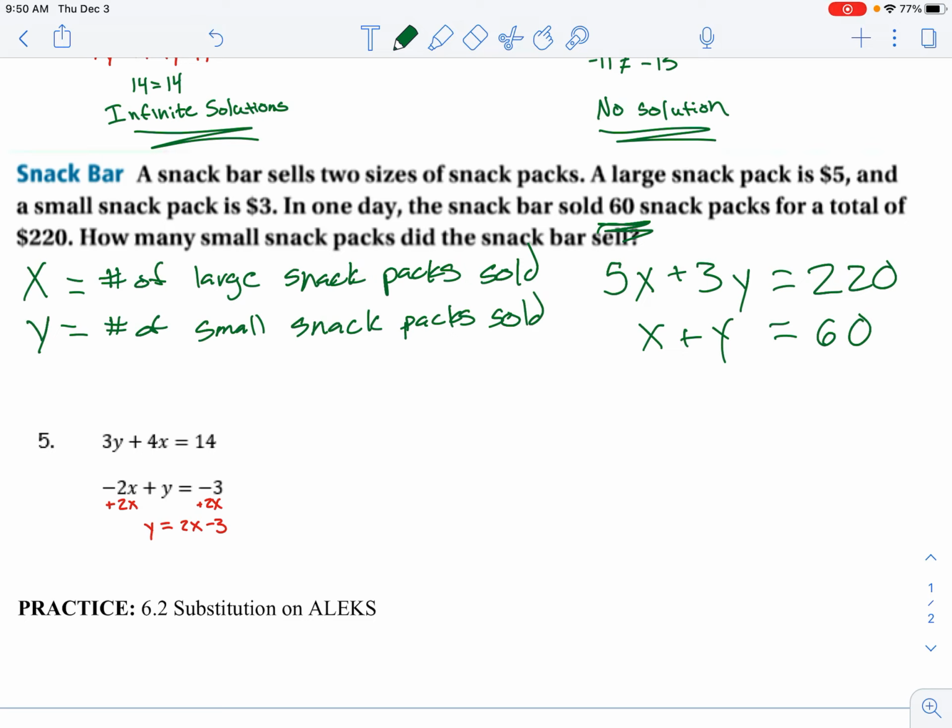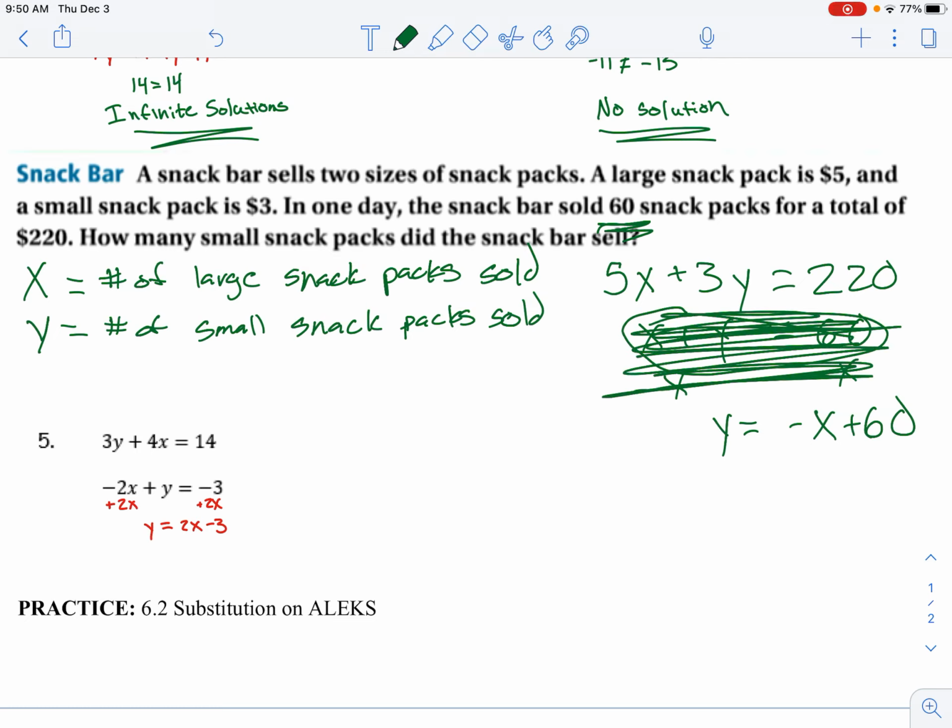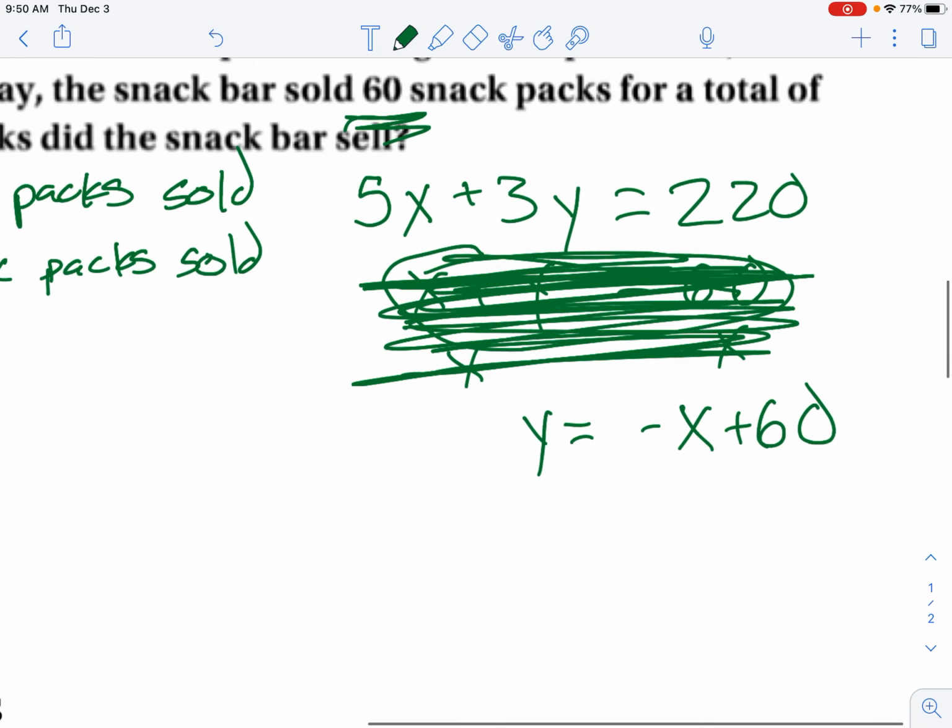In this case, I would be able to substitute as soon as I get a variable by itself. So I would subtract x from both sides, and I'd be left with y equals -x plus 60. So I just rearranged this bottom one here. But now that I did that, I can basically get rid of it. It's gone. So now I've got 2 equations, and I need to substitute.